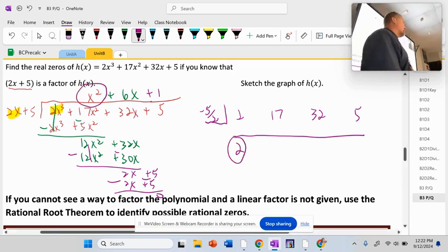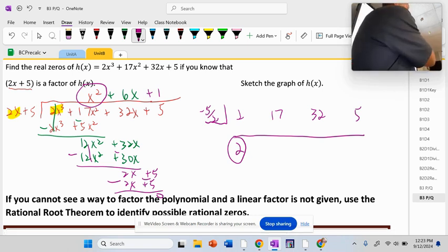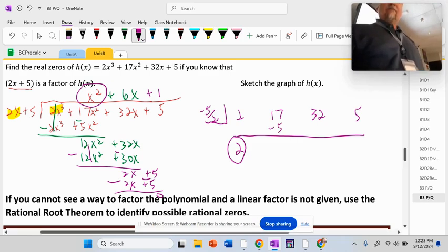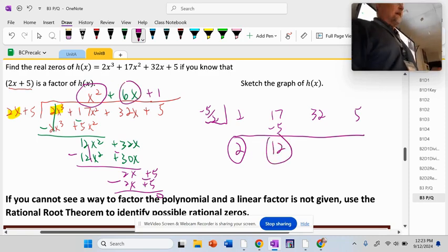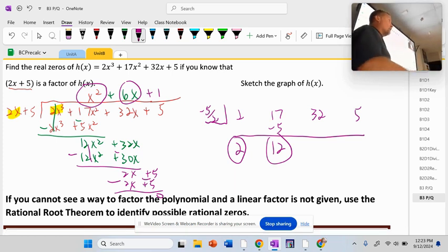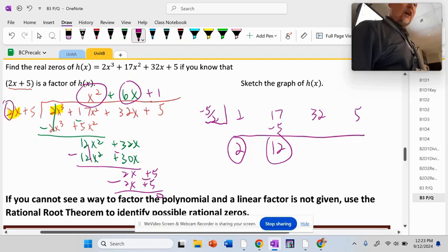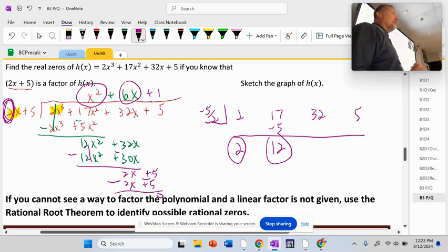What's that number in front of x squared? 1. What's that number? But let's keep going. 2 times negative 5 halves is negative 5. Negative 5 plus 17 is 12. What's wrong with that number compared to that number? What's the relationship between the two? 12 is doubled. Huh? You see the 2x plus 5 there?